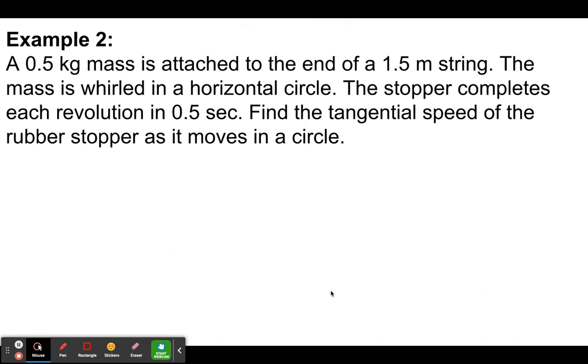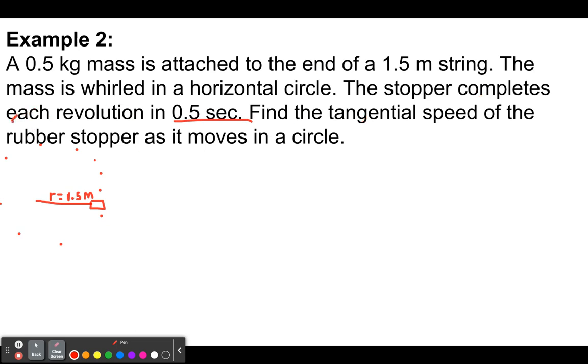Okay, one more quick example. We have a 0.5 kilogram mass attached to a 1 meter string. So that tells us that the radius of our string is 1.5 meters. We're given the mass of the object, and that object is whirled in a horizontal circle. Each revolution is completed in 0.5 seconds. So that tells us that the rate of rotation is constant.